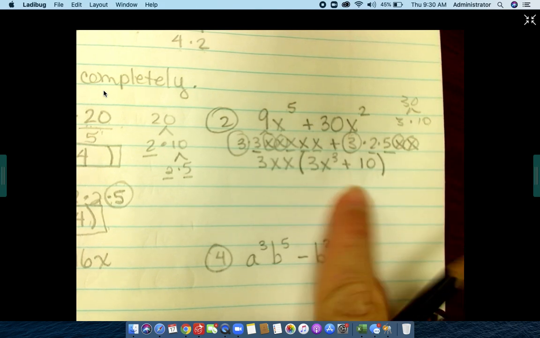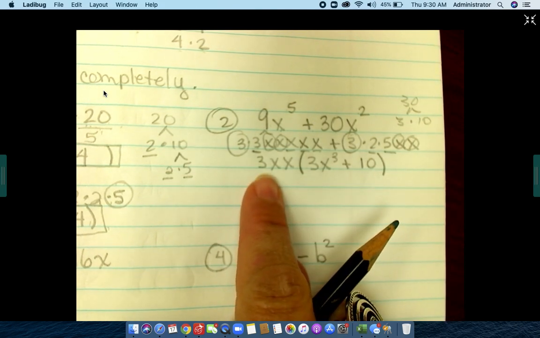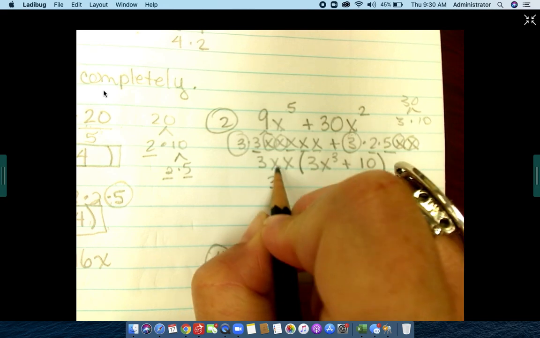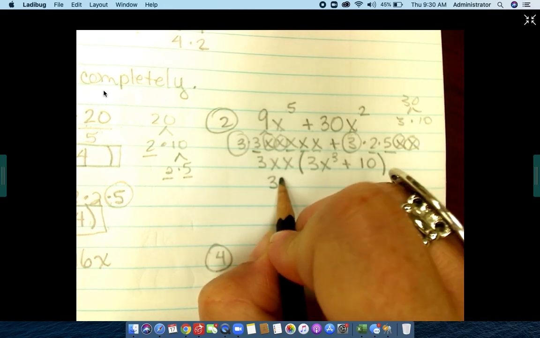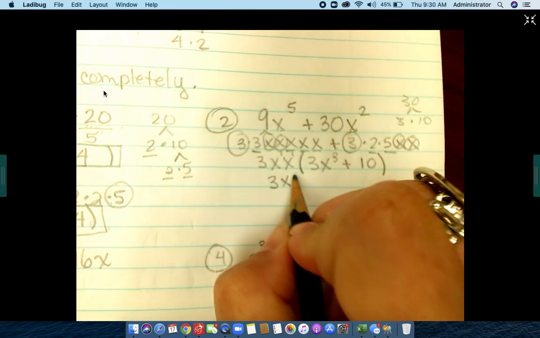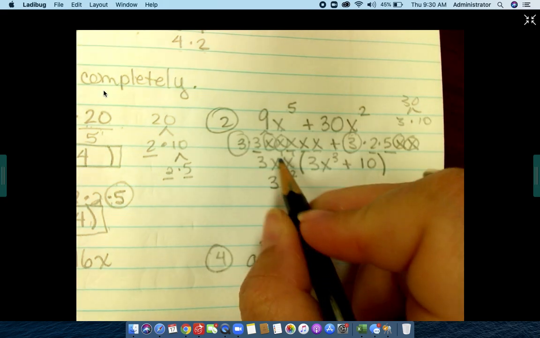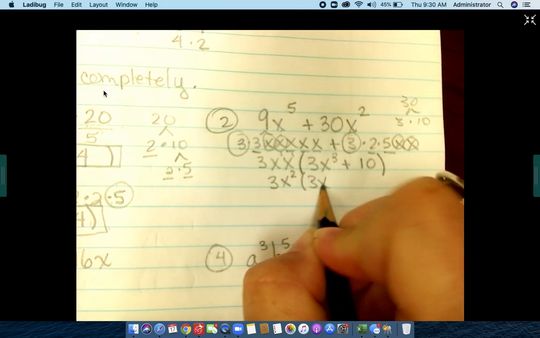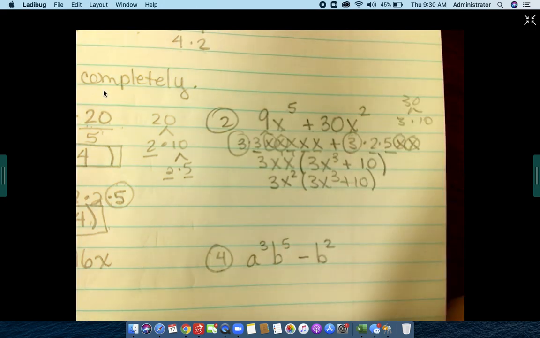And notice I don't have anything in common here. So we can't leave 3 times x times x. Remember that when we are multiplying like variables, we add their exponents. So we're going to put an exponent of 2, meaning we're multiplying 2 x's together. And this would be my answer.